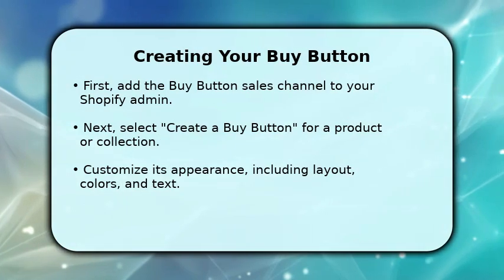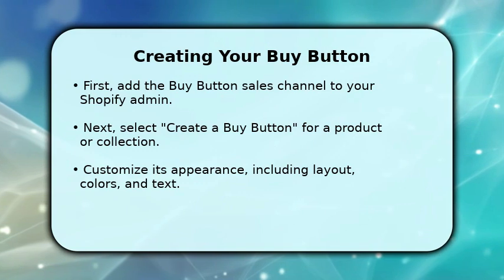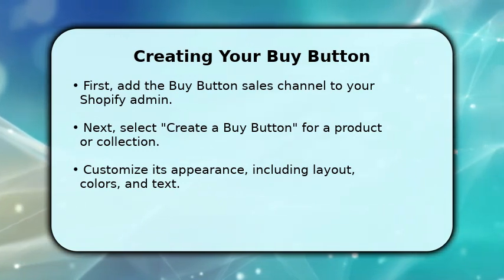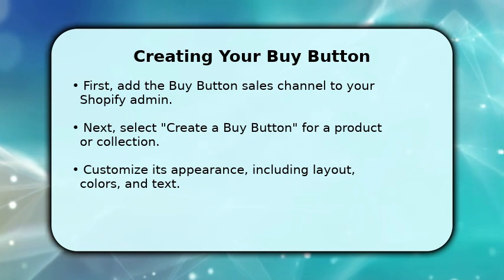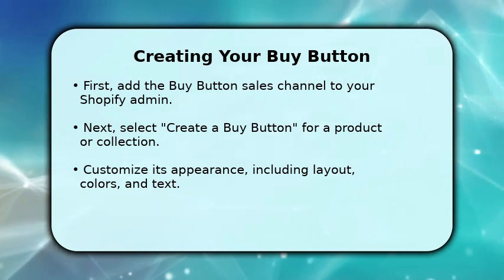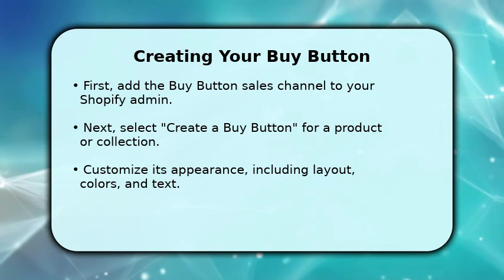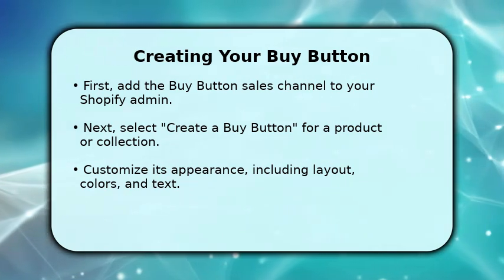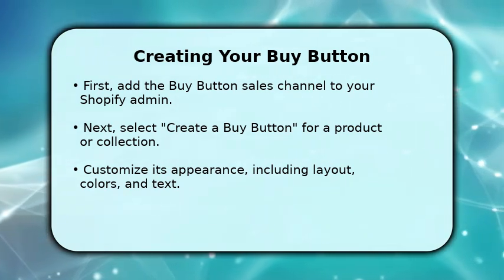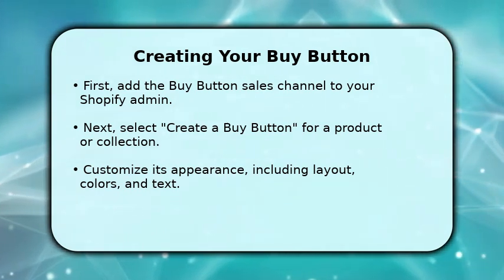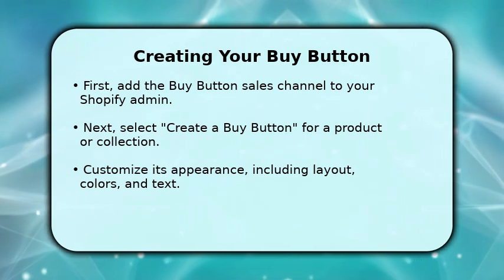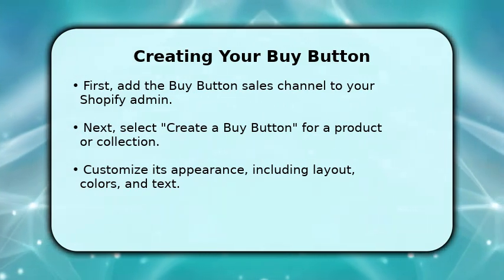Creating your own buy button is quite straightforward. Begin by adding the buy button sales channel within your Shopify admin. Once that's set up, you'll choose to create a button for either a single product or an entire collection. Then comes the fun part, customization. You can adjust the layout, colors, and text to perfectly match your brand. Finally, decide if clicking the button adds an item to a cart or sends customers directly to checkout.